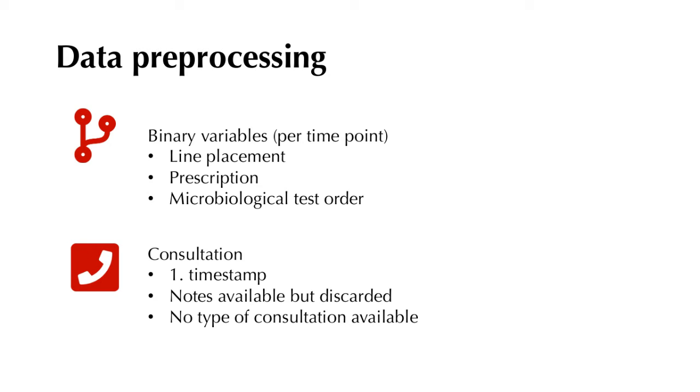And then our target and outcome was consultations. So within the GLIMS database, we have information available on when a consultation was registered in the system. And we took the first timestamp. There could be more than one consultation. The first timestamp is our target. We also, in theory, have notes available, but we did not look at those notes in this study. We also had no information on the type of consultation, so whether this was in person or by phone, for example. So in the end, this variable indicated when a patient first appeared on the radar, really, of a microbiologist.